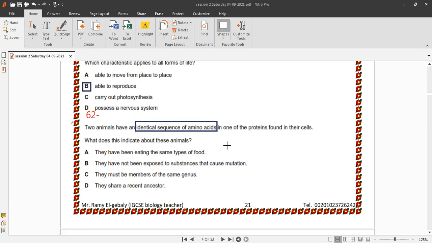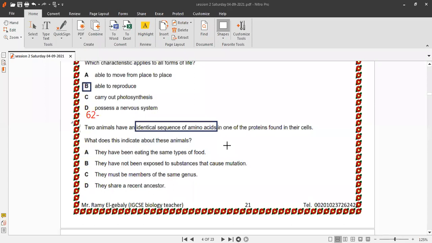Okay, what else? Same DNA, right? DNA sequence. Okay, what else? You see the correct answer is D, they share a recent ancestor.